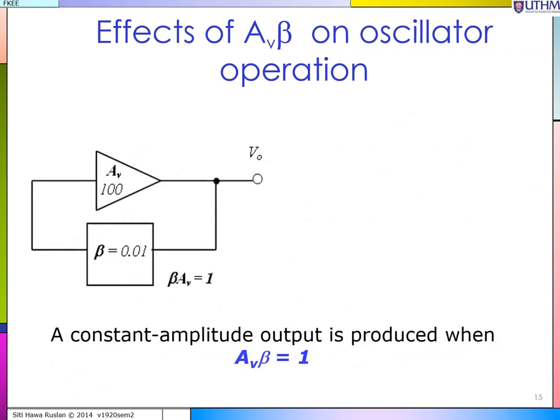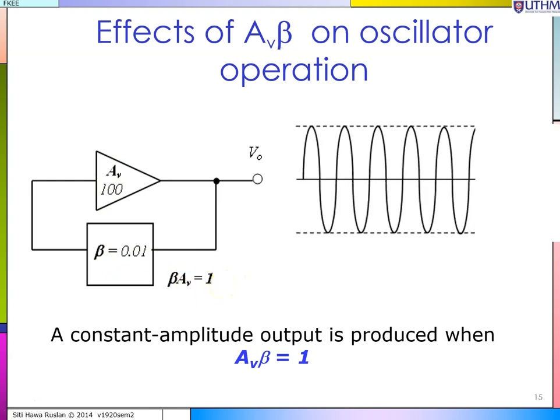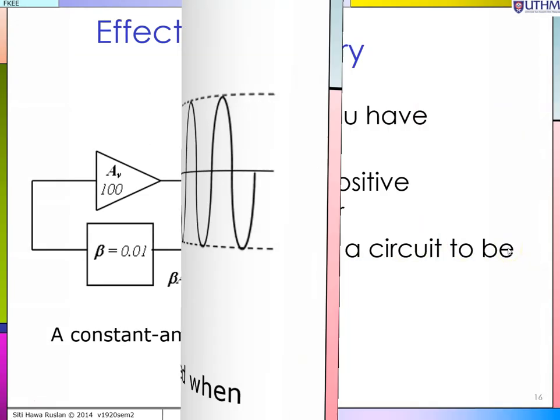And if you want the circuit to be an oscillator, beta multiplied with A must equal 1. So your AV is 100, beta is 0.01, producing a beta A equal to 1. And with this, you'll have a steady sinusoidal waveform. Just now I have shown the startup. The startup is actually occurring over here, and it occurs in a very short time before it will produce a steady state sinusoidal waveform.